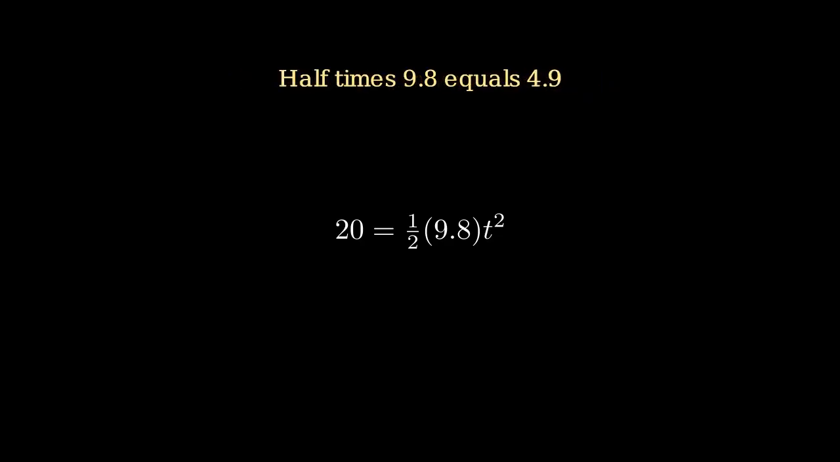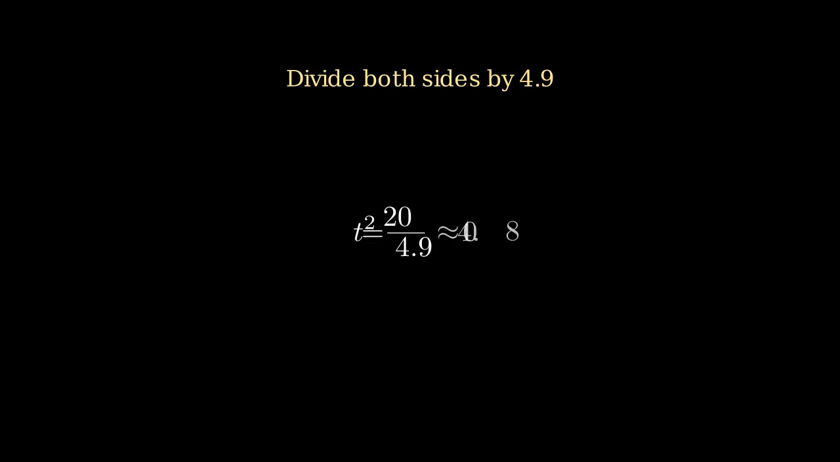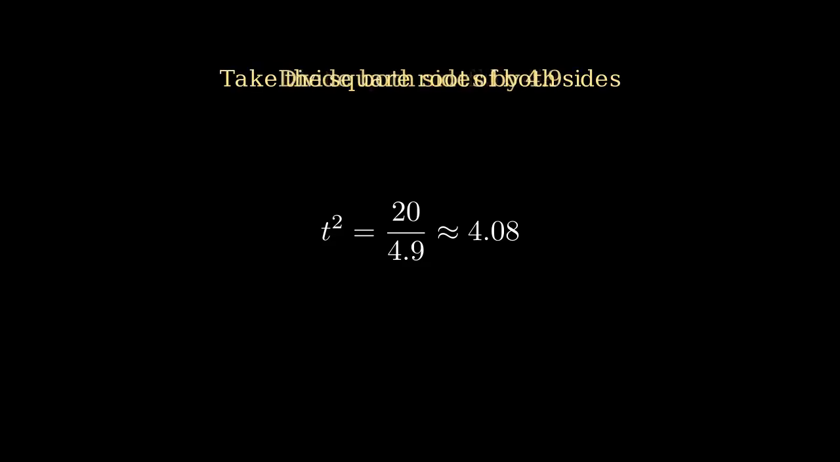Multiplying 1/2 by 9.8 gives 4.9, so 20 = 4.9 × t². Dividing both sides by 4.9 gives t² = 20 / 4.9, which is approximately 4.08. Taking the square root of both sides gives t ≈ 2.02 seconds.